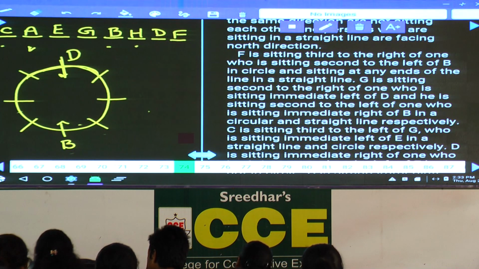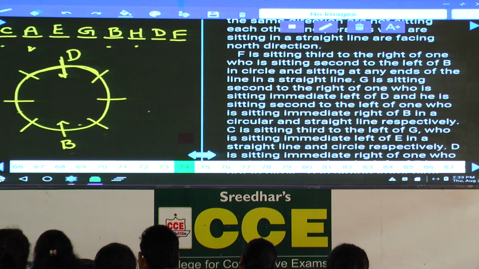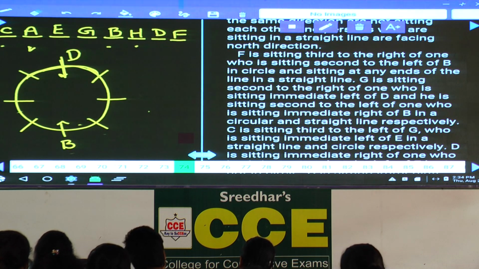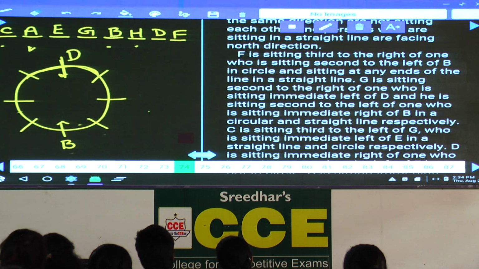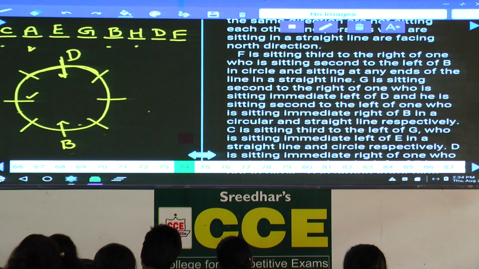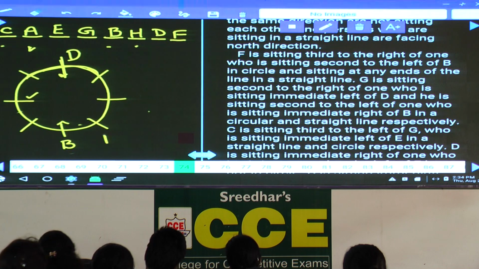Now F is seated third to the right of the one. F is sitting third to the right of the one who is seated second to the left of B in the circle. Second to the left hand side of B is this person, not that person, third to the right. Third to the right means third to the right. Now to this person, third to the right hand side means F must be at this place.